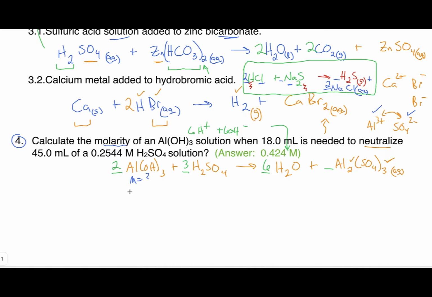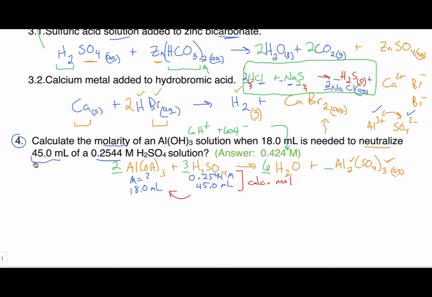And I've added 18 milliliters of the base, and it neutralizes a certain volume and concentration of the acid. So let's put that information here. And then just to give you the typical layout, the information, you're always going toward the unknown. And then the first question is, how do I use this to calculate moles?